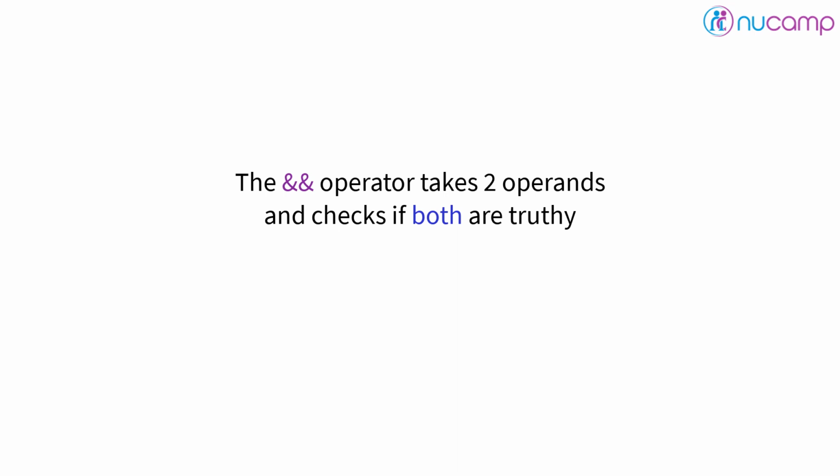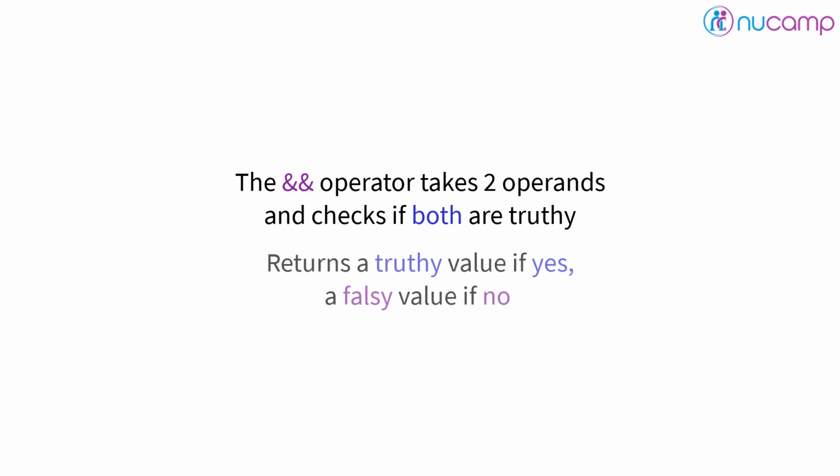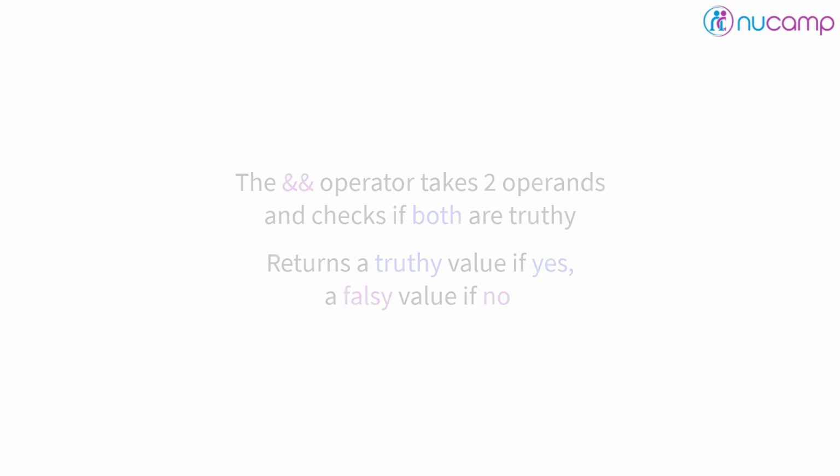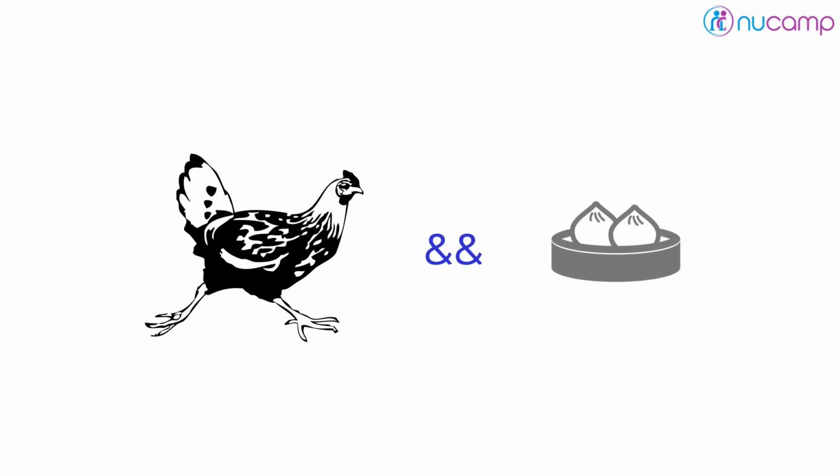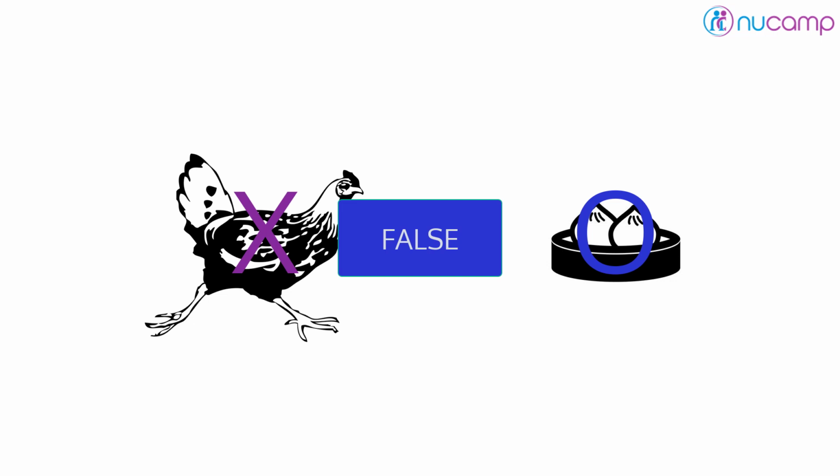The logical AND operator takes two operands and checks if both are truthy. It returns a truthy value if both are truthy, and a falsy value if either is falsy. Let's think about that. If someone says to you, "Do you want chicken and dumplings?" and you can only answer yes or no. Let's say that you want dumplings, but you don't want chicken. Then you have to say no, even though it's true that you want dumplings. When you use a logical AND, that means both operands have to be truthy.